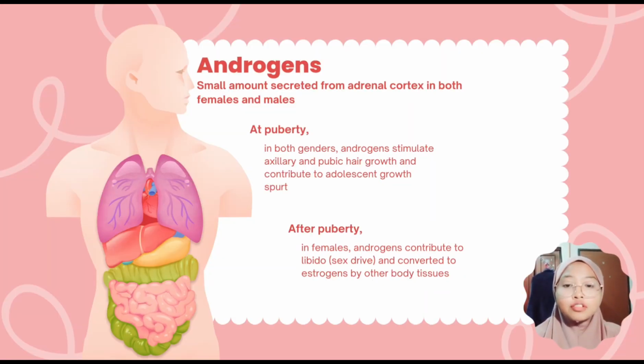Next, we have androgens. What are androgens? Androgens are secreted in small amounts from the adrenal cortex in both females and males. The function of androgens is, at puberty in both genders, to stimulate axillary and pubic hair growth and contribute to the adolescent growth spurt.